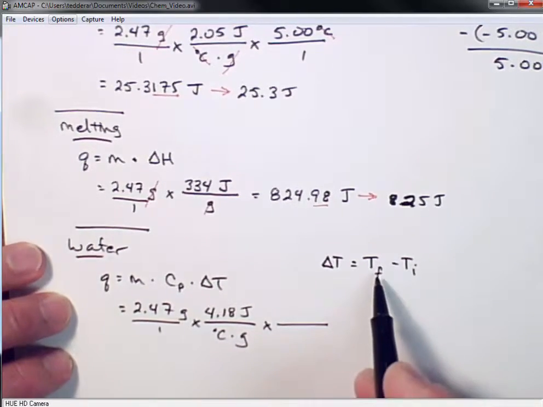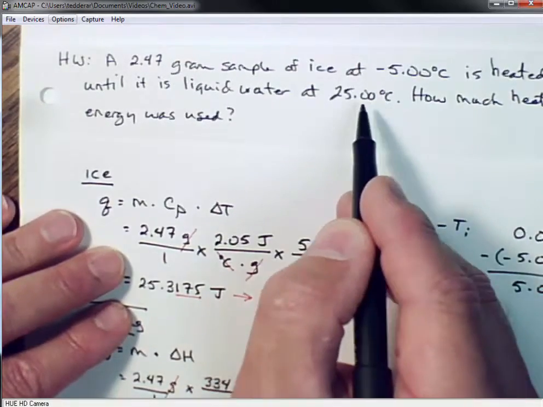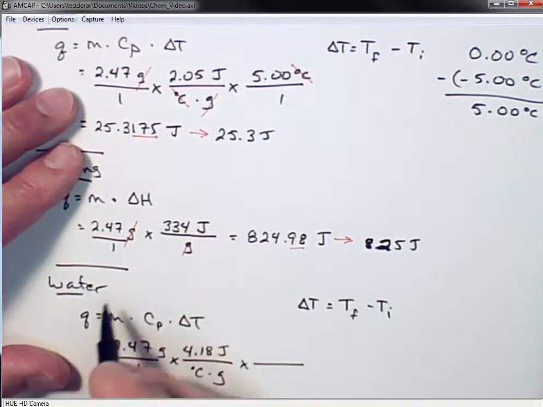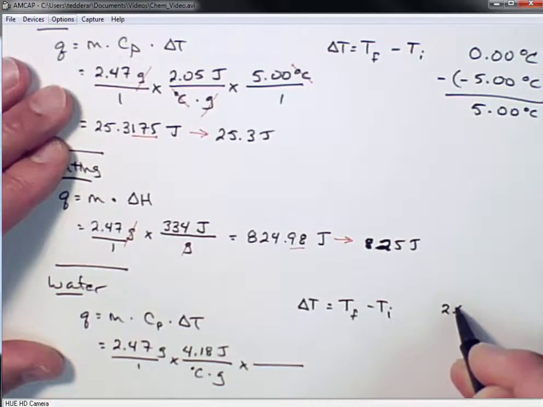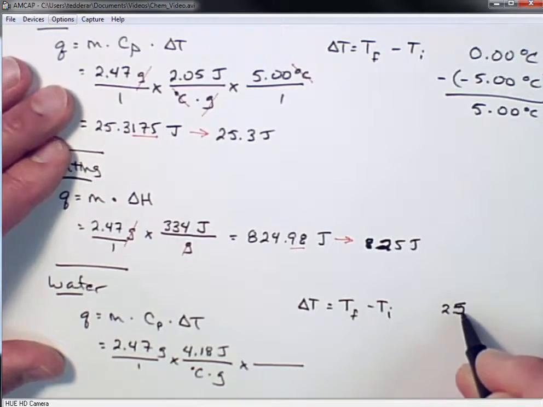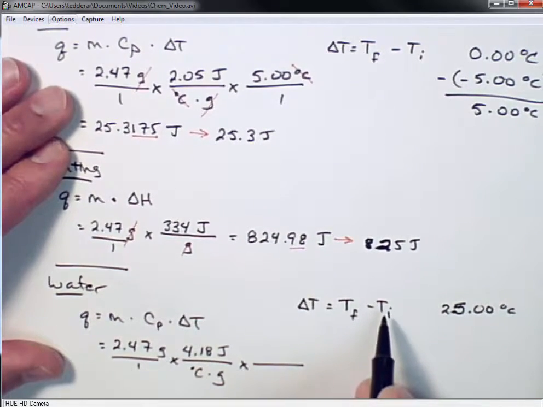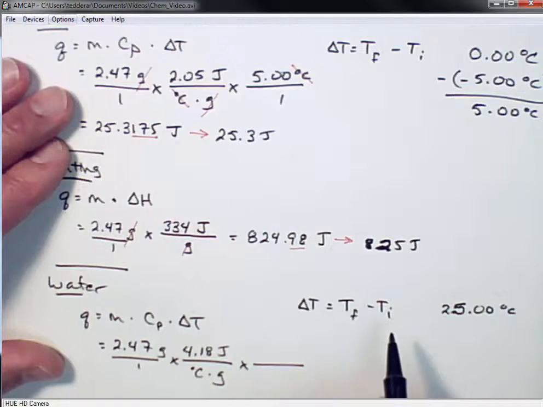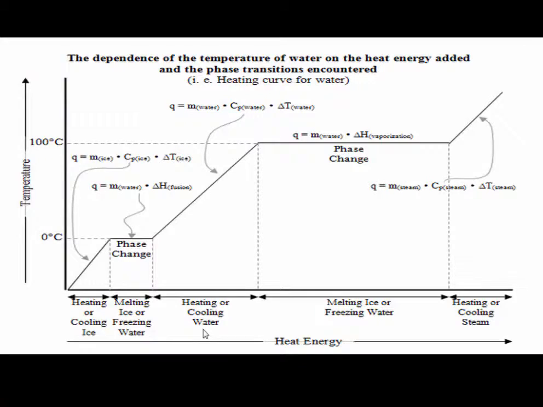Now, what's our final temperature here? We're trying to get to 25 degrees, and it's liquid water, so that's our final temperature, because this is the range where we're heating up the water. Final temperature is 25.00 degrees C, and the initial temperature is the temperature we started at once we melted it. Let's look again at our heating curve. Once we melted it, we're at 0 degrees C. Here's 0 degrees C on the vertical axis here.